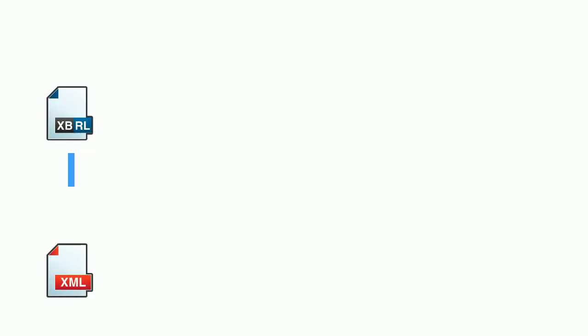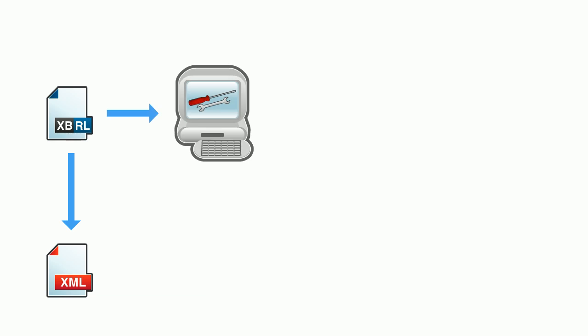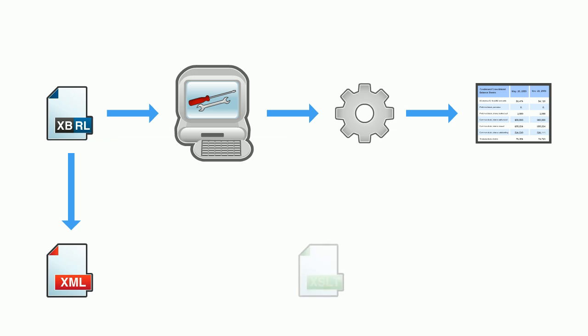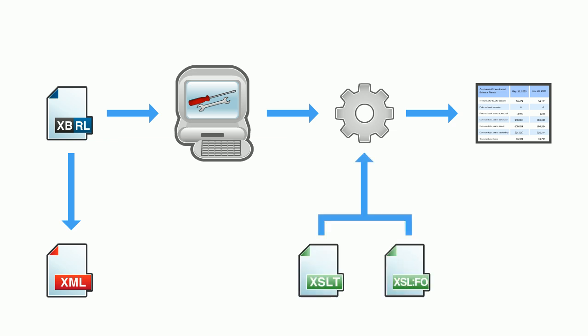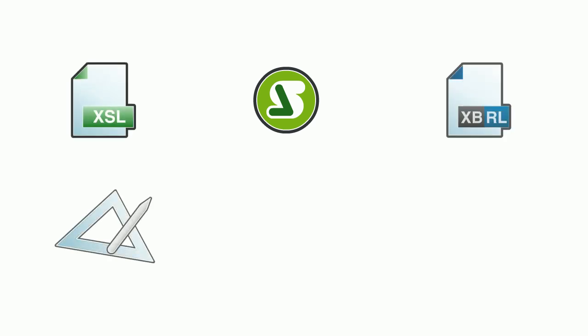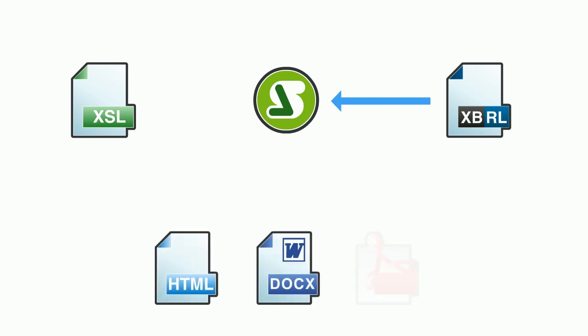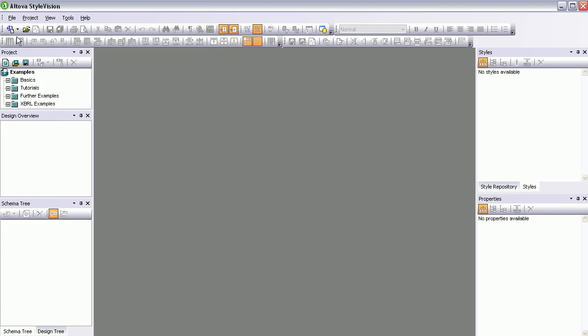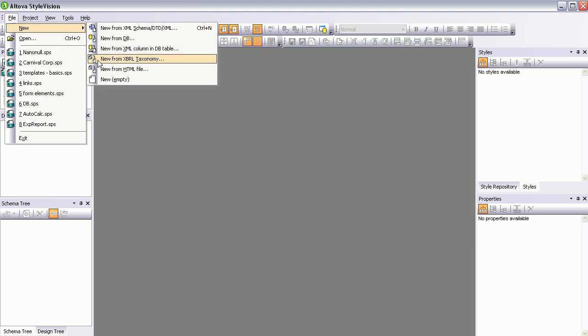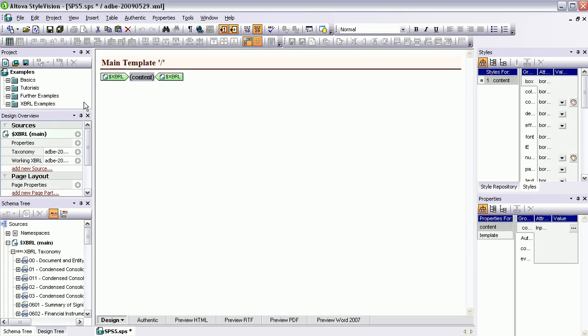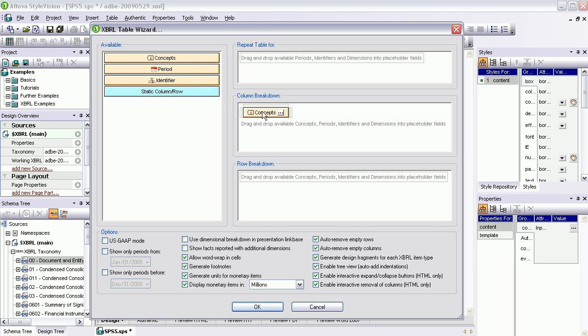Because XBRL is based on XML, software tools also have the capacity to render it in a variety of different presentation formats using XSLT style sheets and XSL-FO. Altova StyleVision is a graphical style sheet designer for publishing XBRL reports in human-readable formats such as HTML, Microsoft Word, and PDF. XBRL reports are designed by simply loading a taxonomy and optional sample data to preview output. The XBRL table wizard makes it easy to customize table structure and specify the concepts to include in the report.